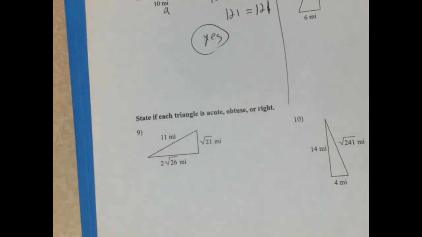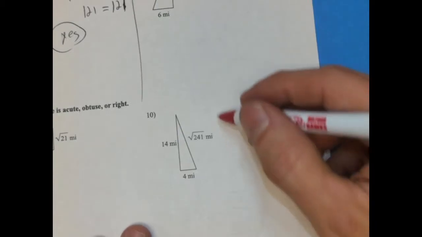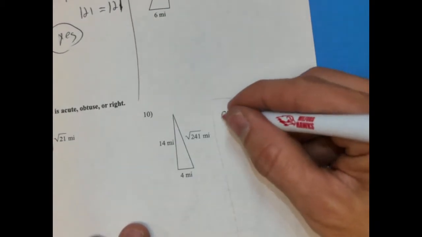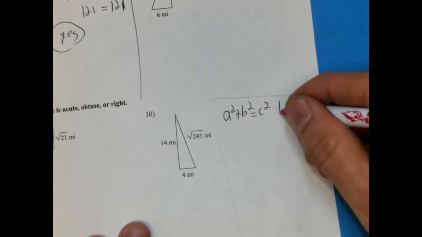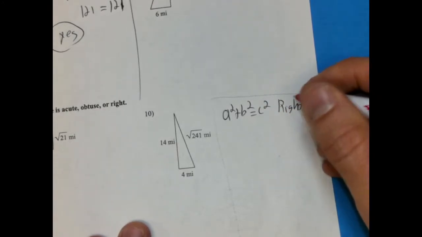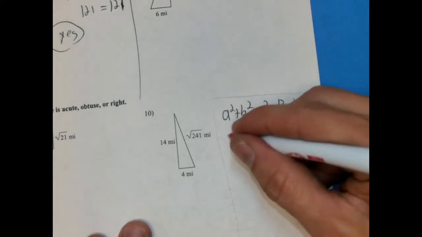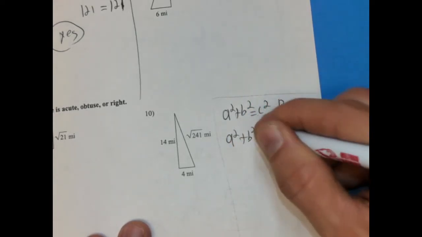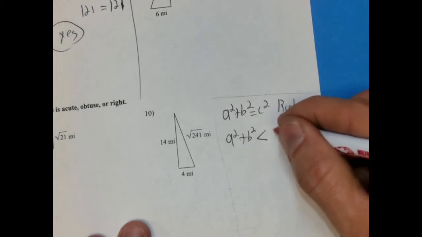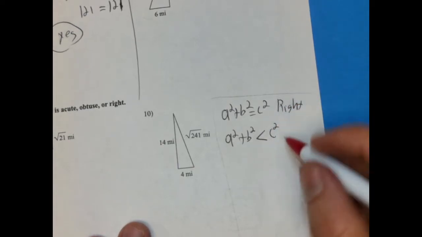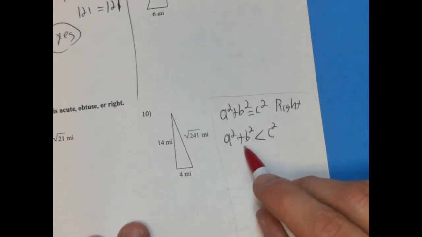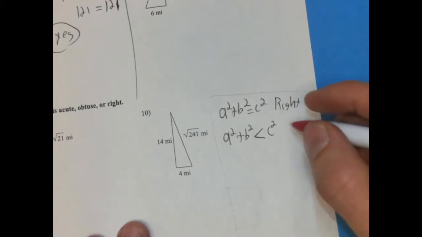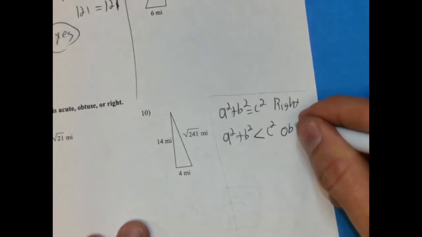Okay. So, state if each triangle is acute, obtuse, or right. I'm going to write this over here on the side. This is on the board in the class, but just in case. So a squared plus b squared equals c squared. That means it's going to be a right triangle. If a squared plus b squared is less than the longer side squared, meaning the longer side squared is larger than the sum of the two smaller sides' squares added together, that's going to be an obtuse triangle.